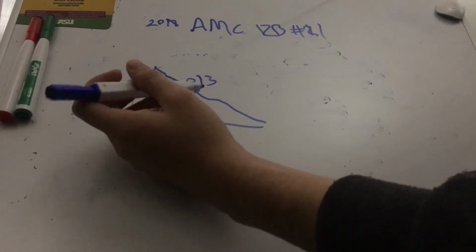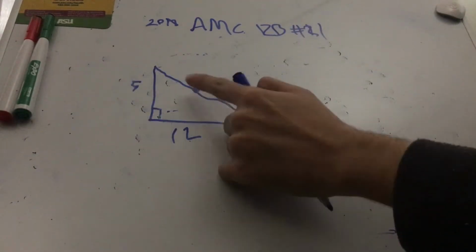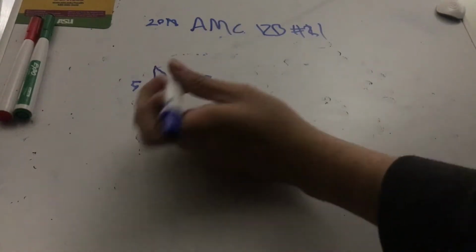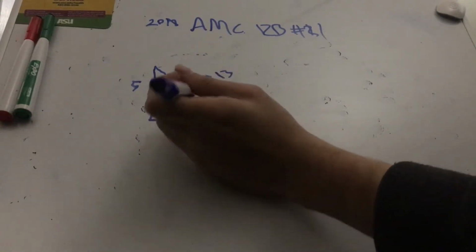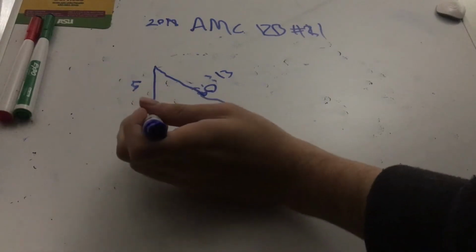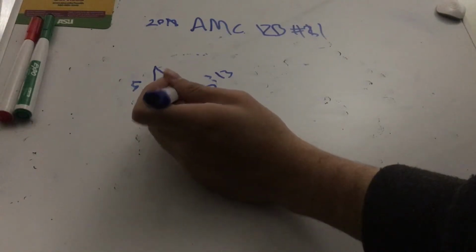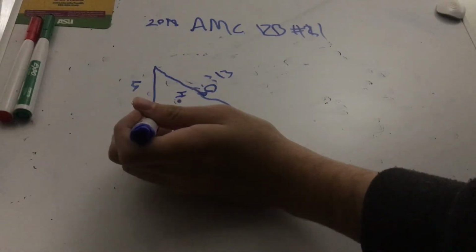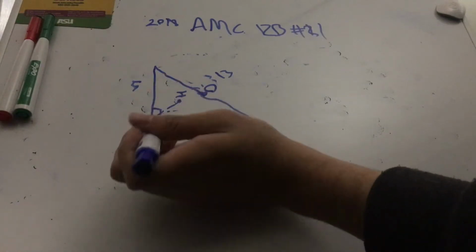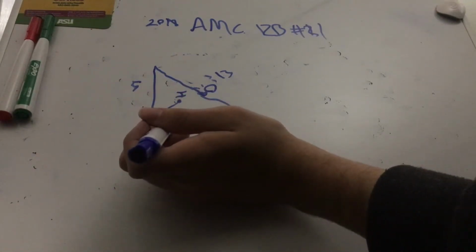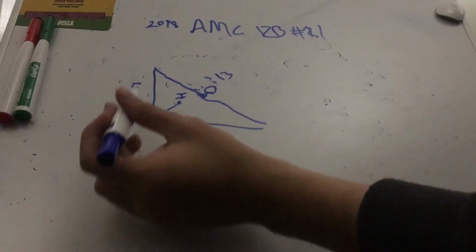The circumcenter of a right triangle is always the midpoint of the hypotenuse, so that might be helpful to remember. Then we have our incenter. The incenter is on the angle bisectors, so I'm going to eyeball it right here. And we have a circle with center M that is tangent to both of our legs and to the circumcircle.